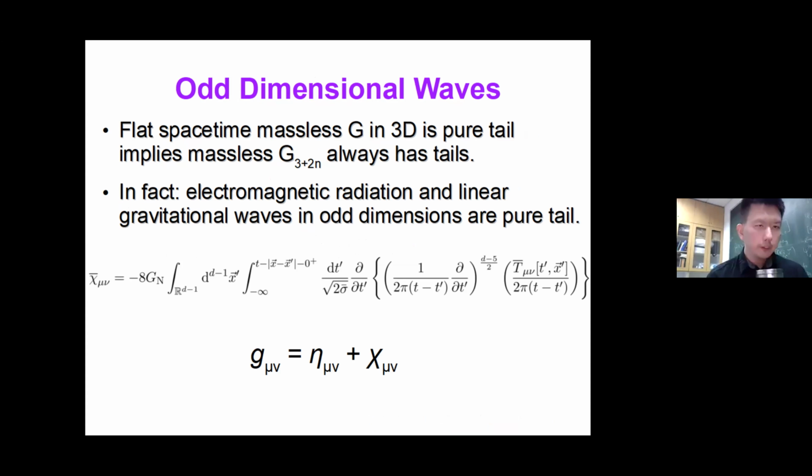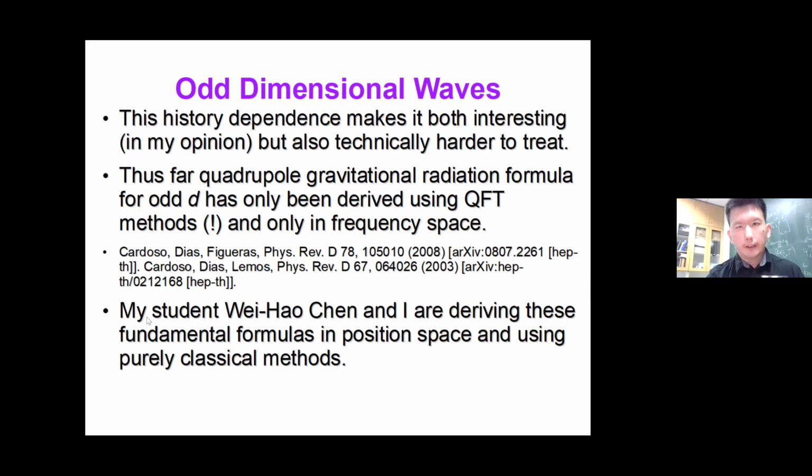What I'm showing over here is, in fact, the linear gravitational wave signal generated by an arbitrary stress tensor T mu nu. But now you see in odd dimensional flat space-time, you again need to integrate over the entire past history of the source to understand the cumulative signal. It turns out that this history dependence is complicated enough that if you dig through the literature, you'll find that the quadrupole radiation formula that we know so well in 4 dimensions has only been derived using quantum field theory methods and only in frequency space.